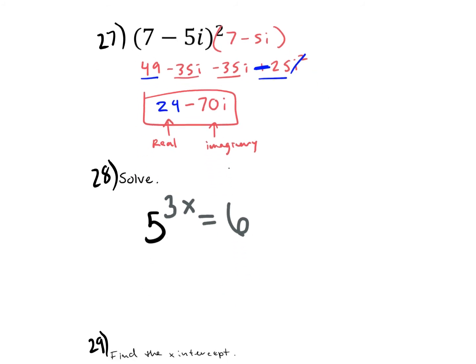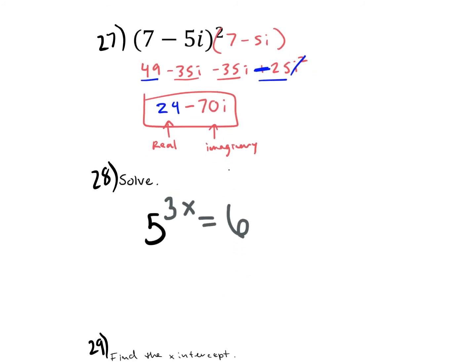All right, 28. How can I solve? What do I need to do? Awesome. So I want to take log base 5 of both sides, because that way log base 5 of 5 will cancel. So then on the left side, I'm just left with 3x. And on the right, I have log base 5 of 6.